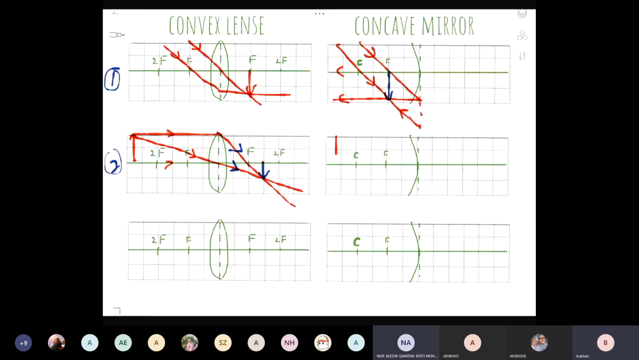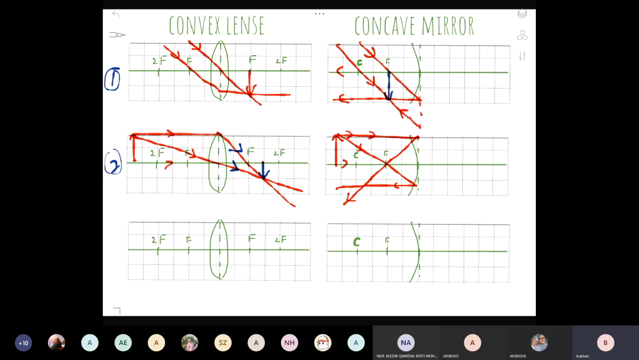So now the object is here, more than C. Light will travel parallel to the principal axis, right? So what happens is it will be refracted towards F. Okay, here is the refraction, and then the light travels. Now let us try to use the next rule. Light passes through F, and then it will be refracted parallel to the principal axis, like this.